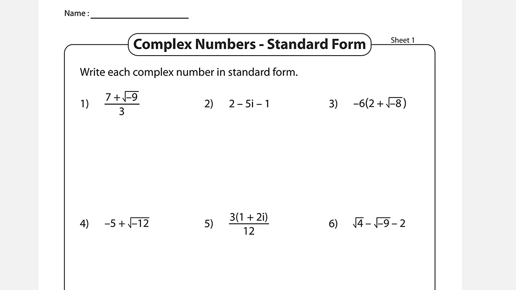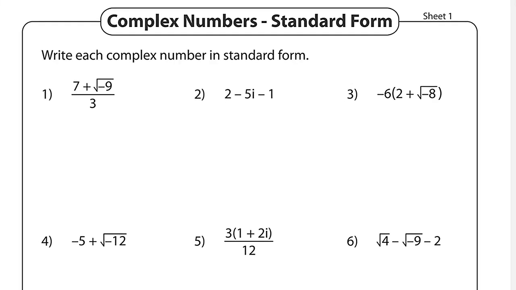Nigerian time. Problem number 1, we are given 7 plus the square root of negative 9, divided by 3, and we want to express it in standard form. Remember, the standard form of any complex number is z equals a plus bi, for which both a and b are real numbers and i is the imaginary number. So we are going to express all of these problems in this form.